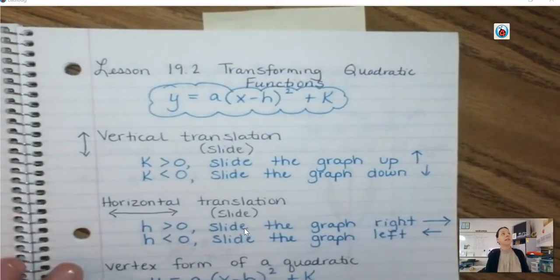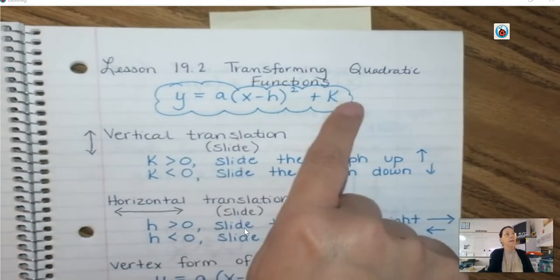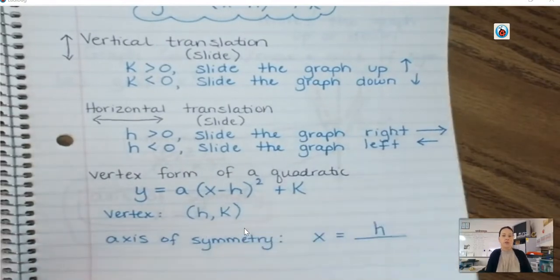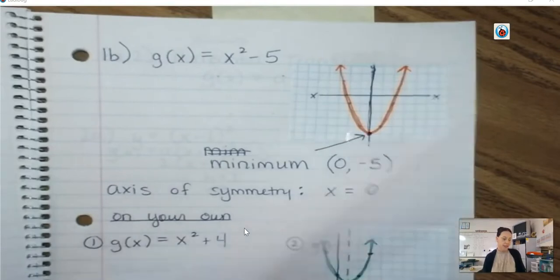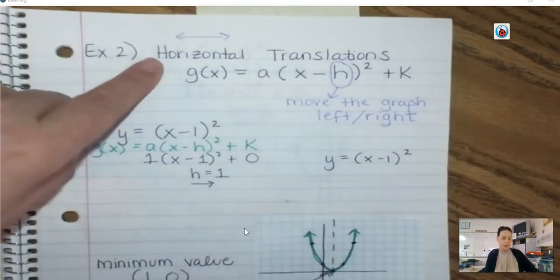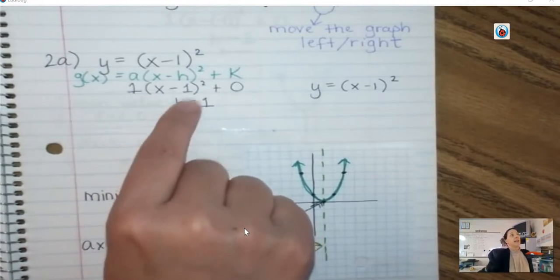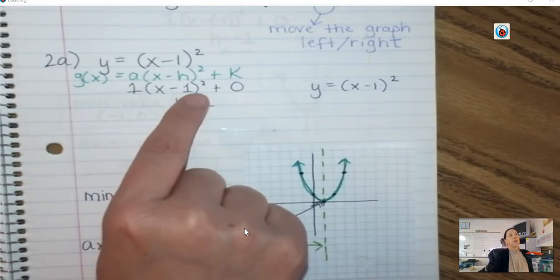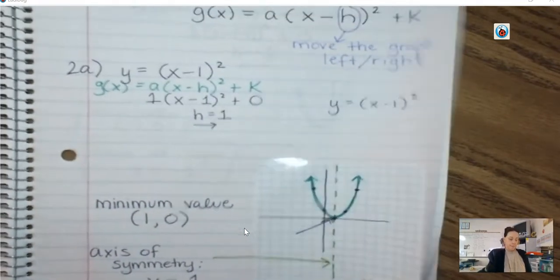Continuing on with lesson 19.2, the transformation. So we're going to be sliding left, right, and up, down, and then working on vertex form of a quadratic. Yesterday we worked on vertical translations, and then we just started horizontal translations. So that is determining what the h is, and that tells you how you're going to move it left and right. So here the h was positive 1, so the whole graph moved 1 to the right.